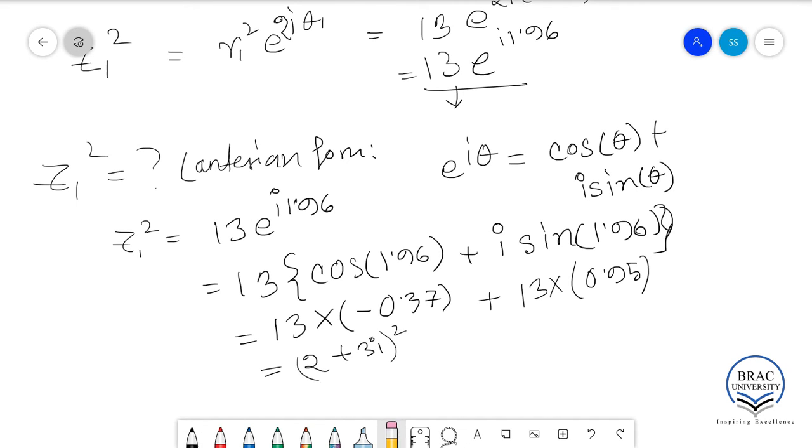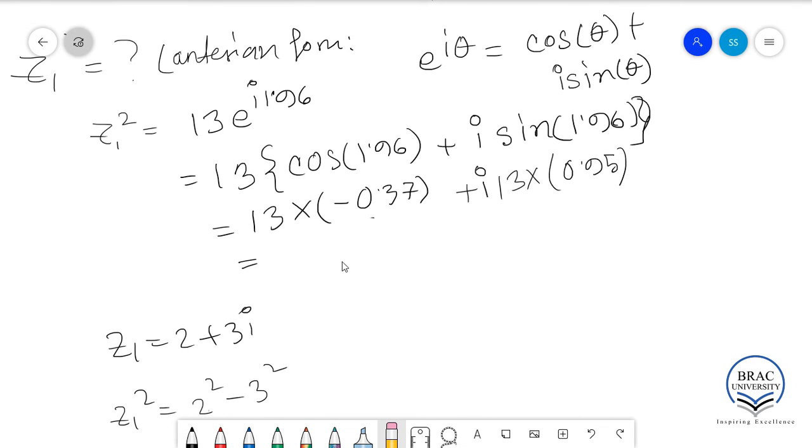How am I saying this? Let's do it first. If we do that, we want to multiply 13 into 0.37. So what does 13 times 0.37 give us? This gives us 4.81, and remember there's a minus sign, so this is minus 4.81, and here we can have 12.35.